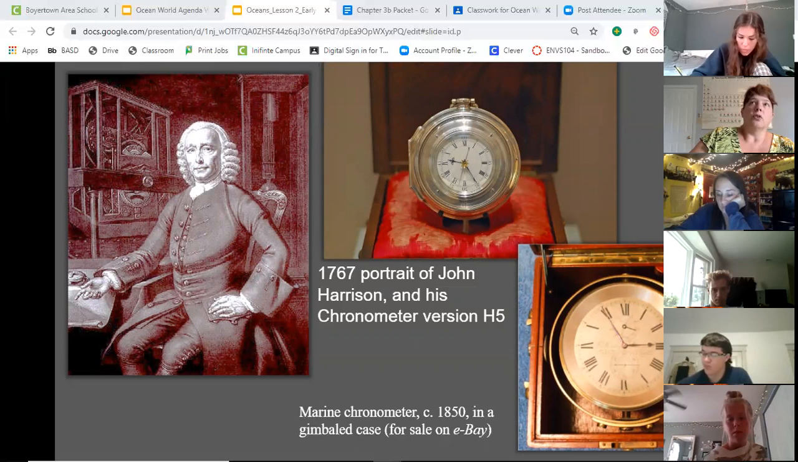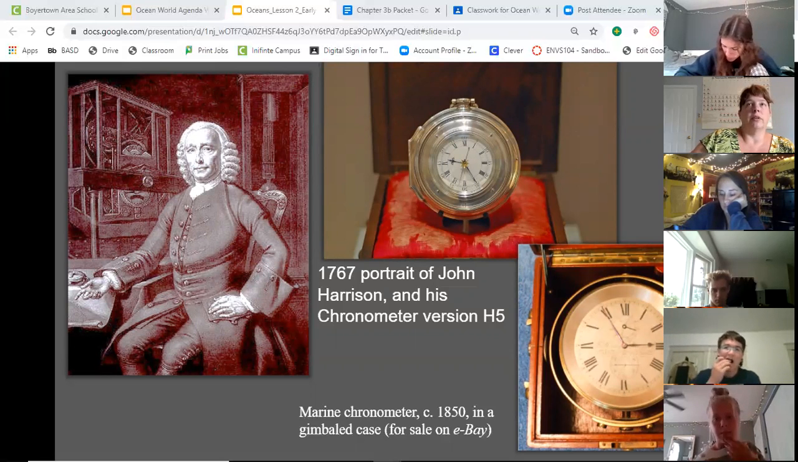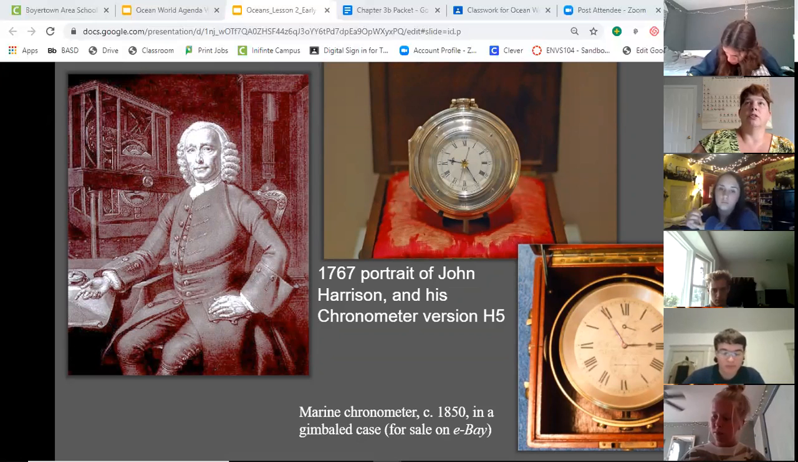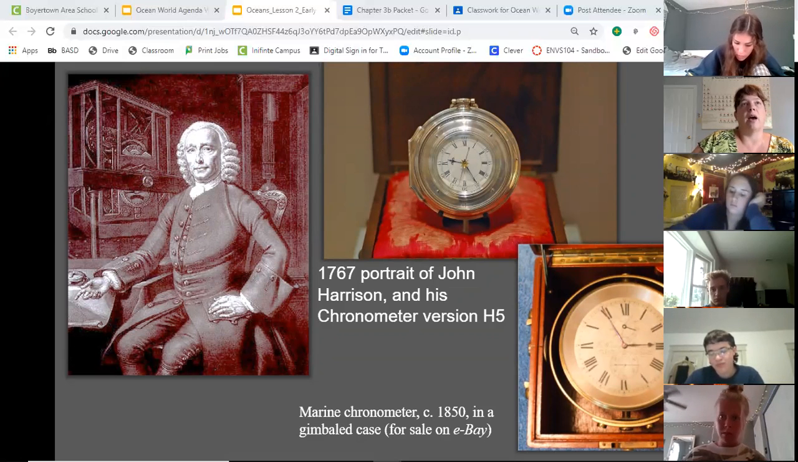So it took until the 1700s when the British Admiralty offered 20,000 pounds to somebody who could make a clock that could take long voyages at sea. Now, just so you have an idea of what that was, 20,000 pounds back then would have been equivalent to about $3 million. Okay, so that tells you how desperate they were to have a timepiece that could work at sea.